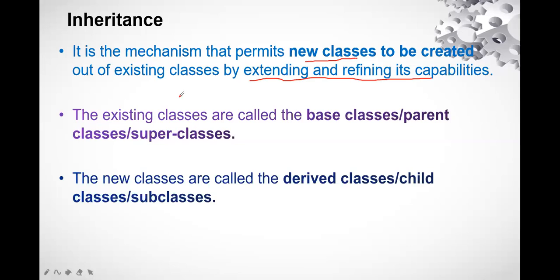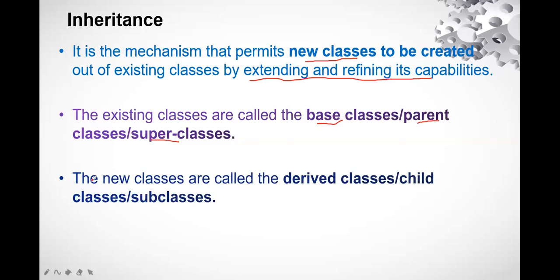So we can say that there are two classes. The one which is the existing class, from which a new class has been derived. The existing class is called by a number of names: base class, parent class, and super class. You can call the existing class by any of these names.